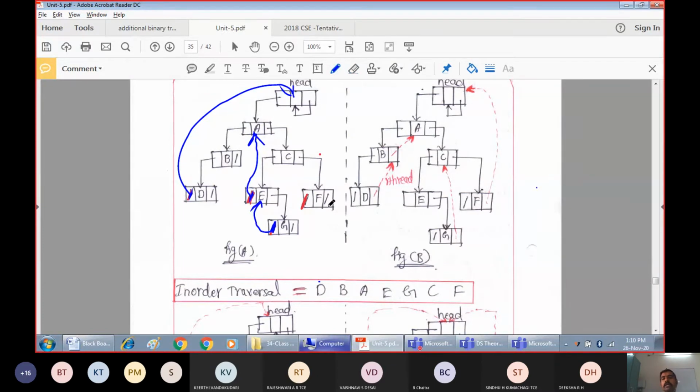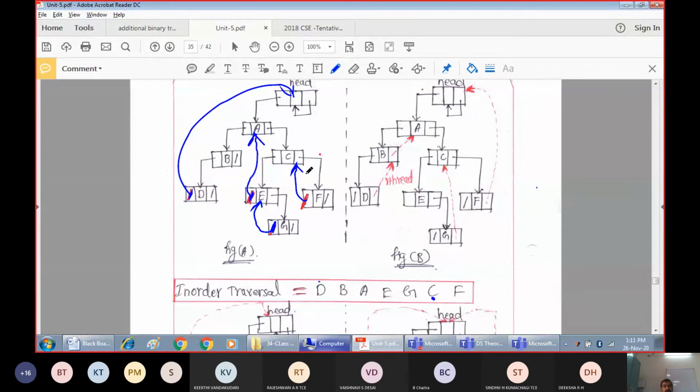Is there any other node containing null? Left link of F is null. What is the predecessor of F? That means, which is the node coming before F? C is the node coming before F. That means take this pointer and make it point here. Now this is the left in-threaded binary tree.